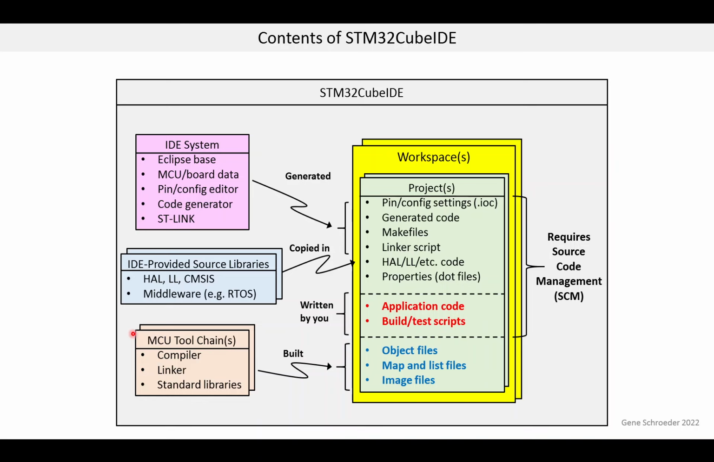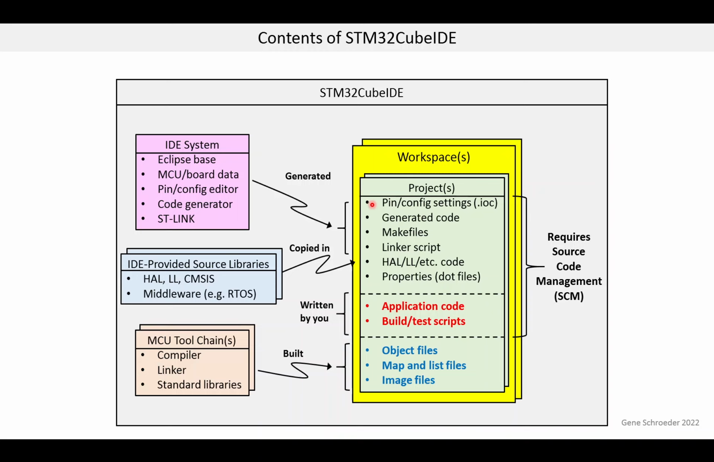Now let's move to the right side. Here I show a project in light green, and of course there can be multiple projects. A project is contained within a particular workspace, and as I show, you can have multiple workspaces on your laptop. Both workspaces and projects have a top-level folder that holds the contents of that project or workspace. So let's look at the contents of a project.